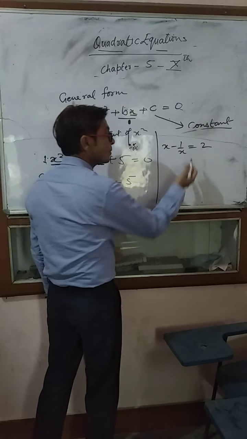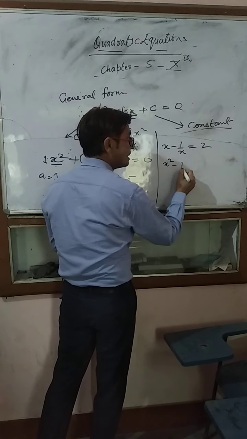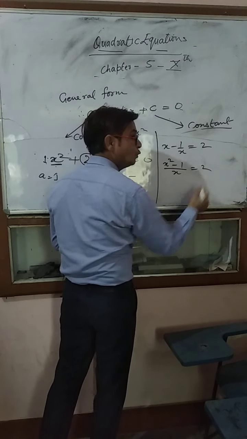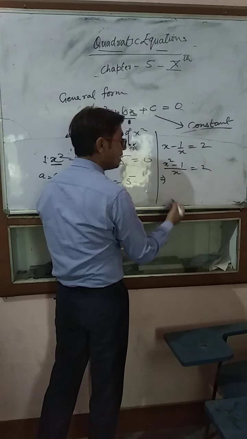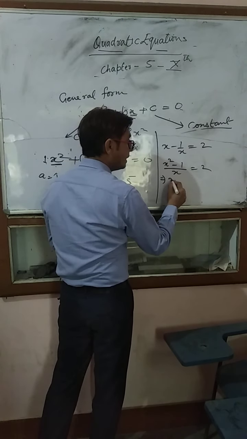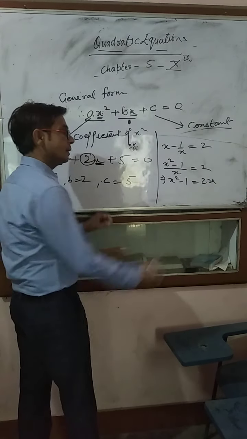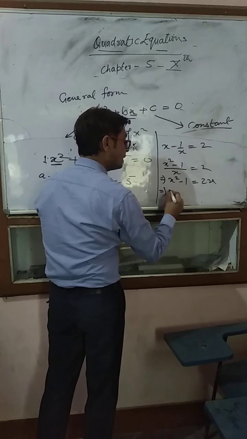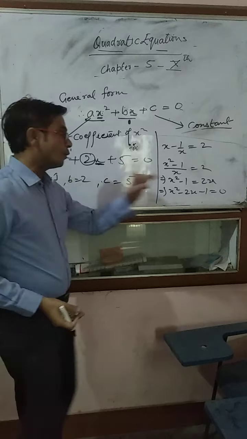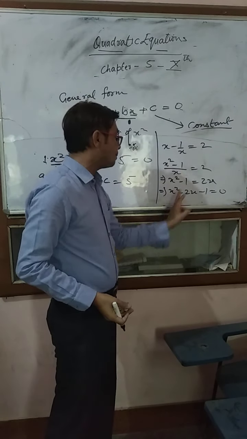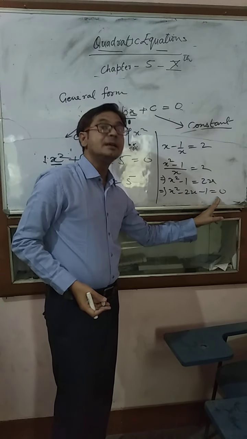But remember, if you take the LCM, you will get x square minus 1 upon x is equal to 2. In the next step, cross multiplication: after cross multiplication, you will get x square minus 1 is equal to 2x. Now transpose this, and you will get x square minus 2x minus 1 is equal to 0. So this equation ultimately becomes this.